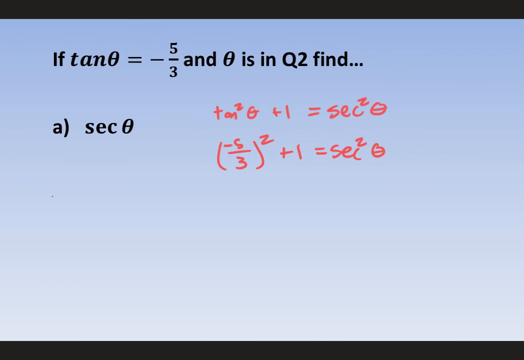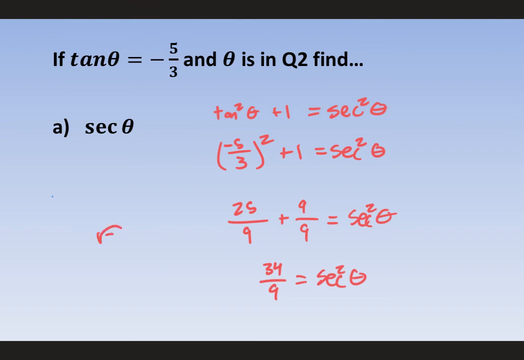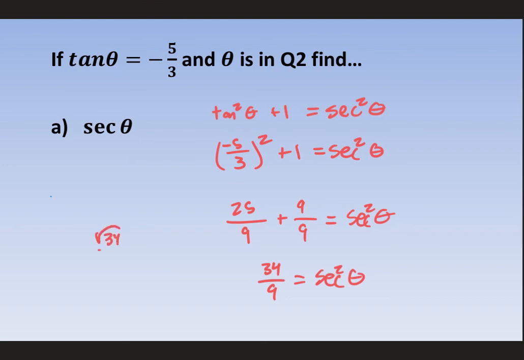Okay, so let's keep going. Negative 5 squared, that's 25, over 3 squared is 9, plus 1, make that 9 ninths, equals secant squared theta. All right, 25 plus 9, that's going to be 34 over 9 equals secant squared theta. We're trying to get secant by itself, so we're going to square root both sides. So we'll get the square root of 34 over the square root of 9 is 3, and that's a plus or minus, equals secant of theta.